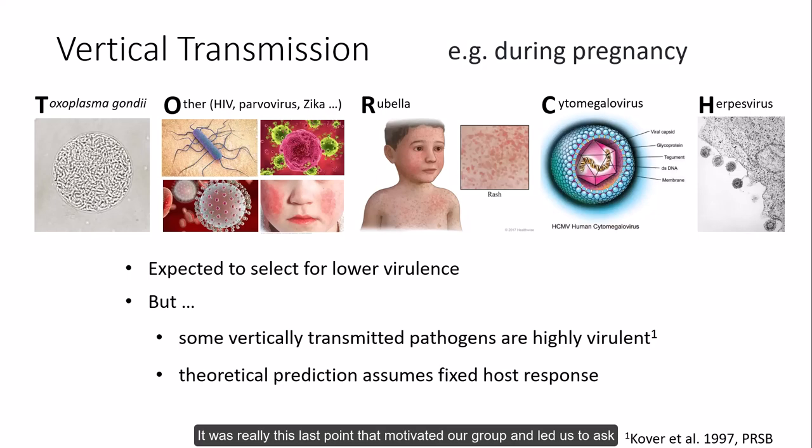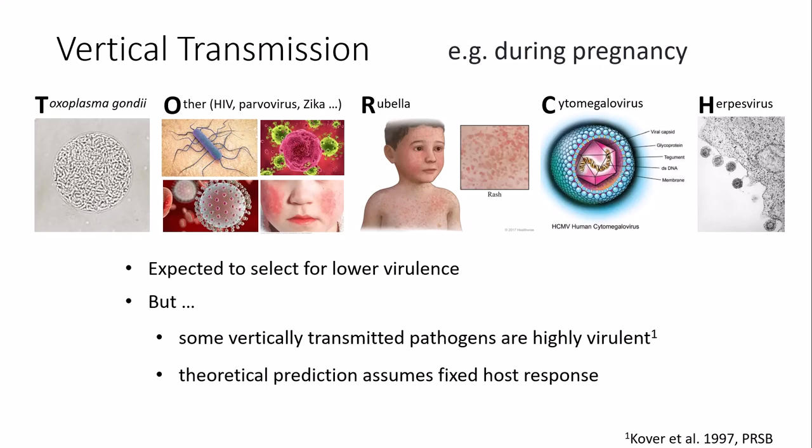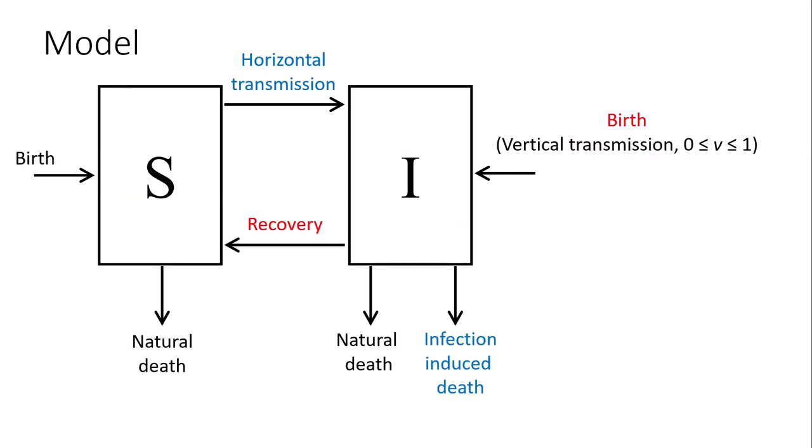It was really this last point that motivated our group and led us to ask, where does selection lead coevolutionary trajectories of pathogens and their hosts when infections can be passed from parent to offspring? To answer our question, we studied a standard model from mathematical epidemiology.